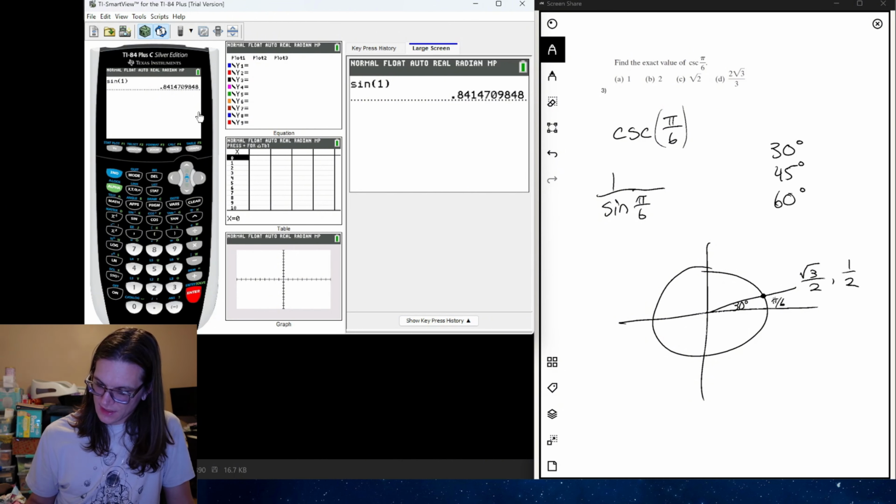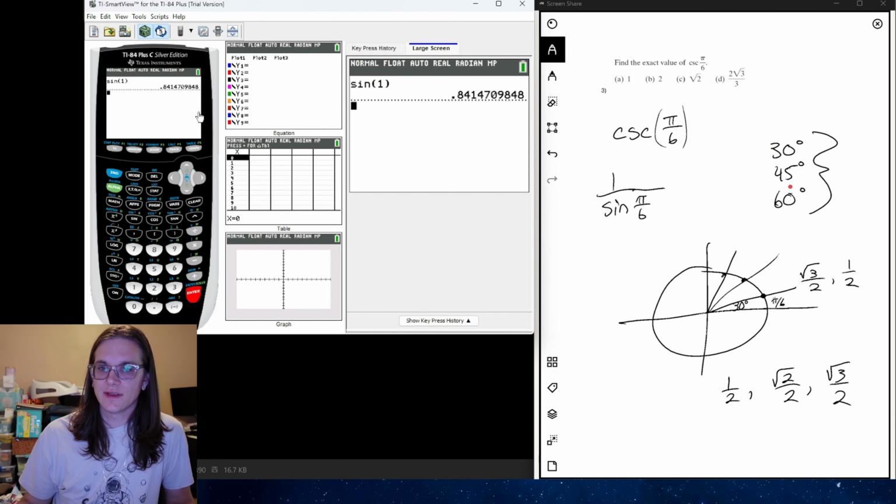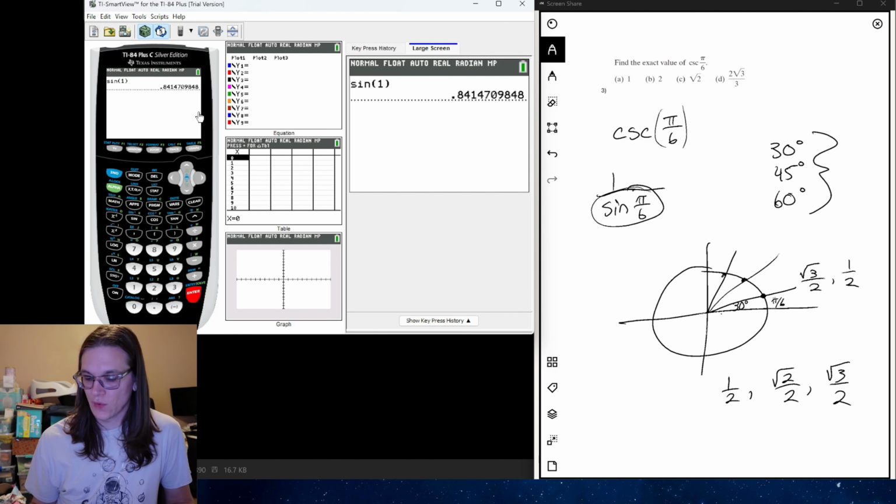Once you realize it's 30, 45, 60, you realize that the only values that are really in there are 1/2, root 2 over 2 and root 3 over 2. If you have these as your conventional angles that we care about, this is what's going to pop out all the time. So when I'm on this unit circle and I'm asking what's cosecant of pi over 6, now I have sine. This is something I kind of know off the top of my head, whereas cosecant, I don't.